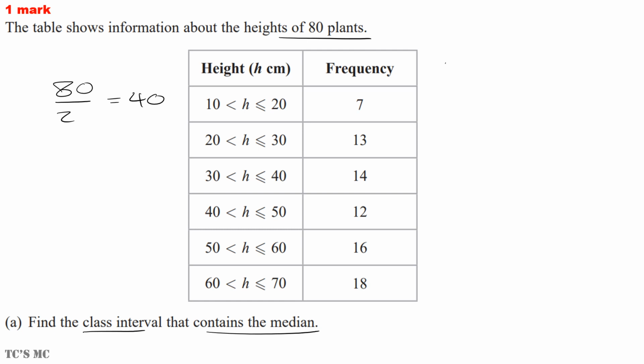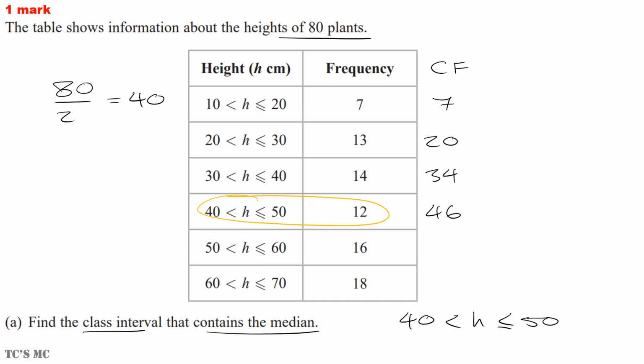We need a 3rd column, label it cumulative frequency, which is a running total. So we have 7, add the 13, that gets us 20, add the 14, that gets us 34, add the 12, and that gets us 46. We don't need to continue because we can see that 40 would lie over here. So our answer is the height is more than 40, but less than or equal to 50. And just writing this would get you the 1 mark.